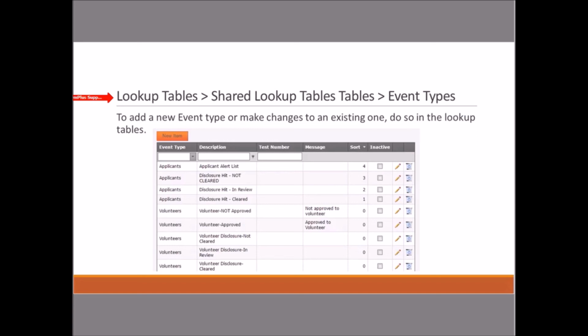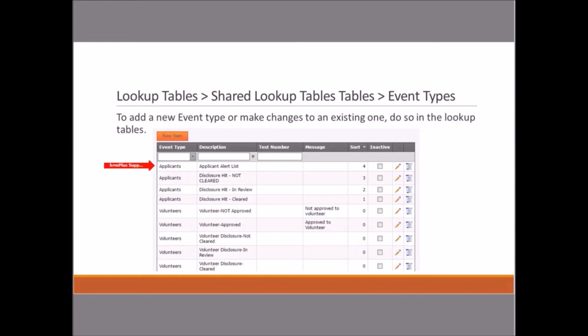It's called Event Types. Open it, and it's going to give you a list of everything within your system, and you'll see right away which portal by the event type. So we've got applicant events, we've got volunteer events. You'll even see some that are employees or any. And if you want some specific information on what any means, we can talk about that individually.